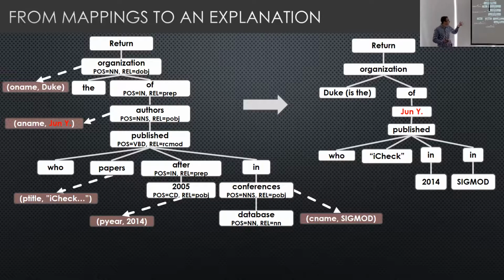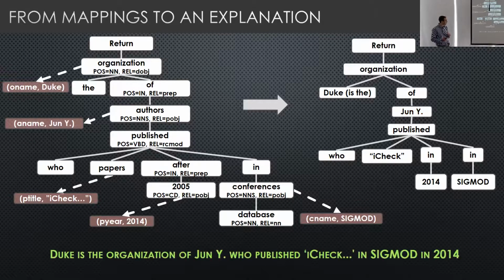So now that we have the explanation tree, we want to create an explanation sentence. We do that by reversing the mappings from words to values and considering the location of the words in the original natural language query. Based on these, we generate the explanation. Duke is the organization of Junyan, who published iCheck in Sigmod in 2014.